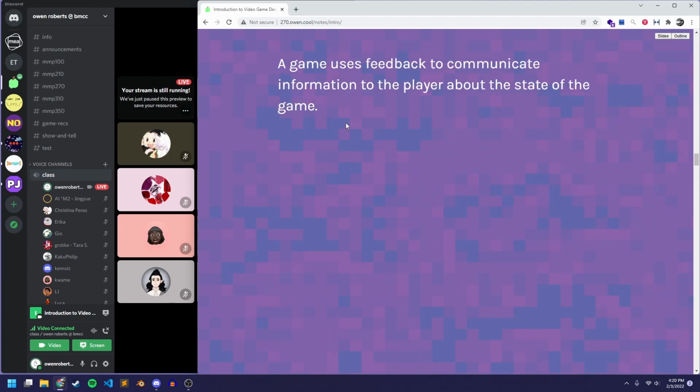So a game uses feedback to communicate information to the player about the state of the game. And there's a lot of different states in games. There's the level that you're on, the character that you're playing, the time that you've been playing, the number of points you have, the number of lives you have left. There's all these different types of information that the game keeps track of as you're playing it. And these are referred to as game states.